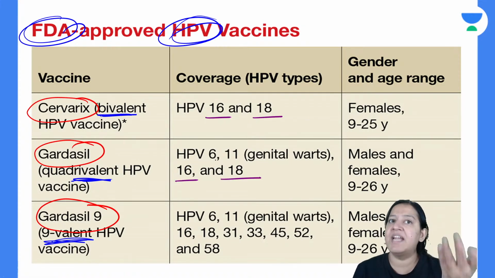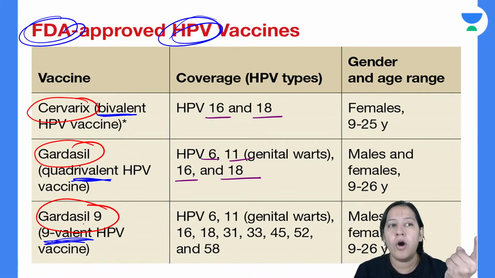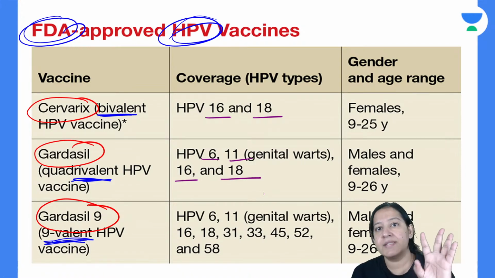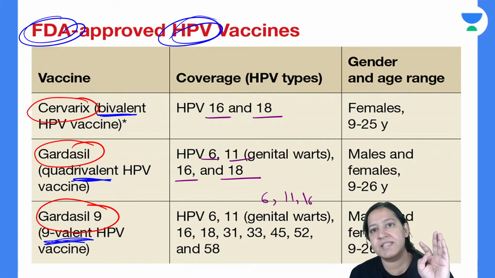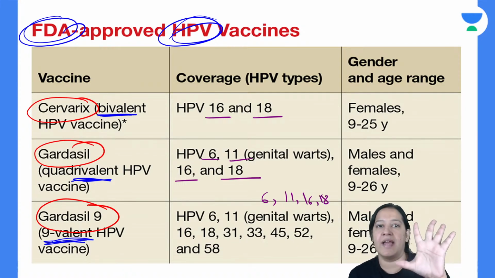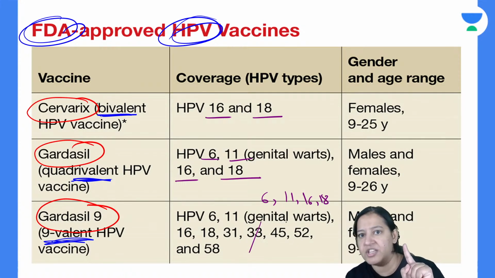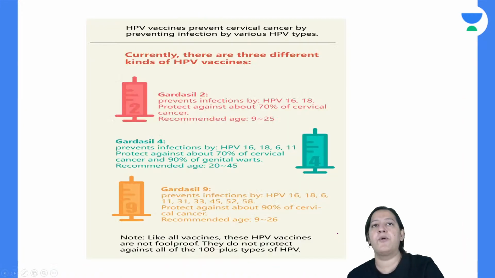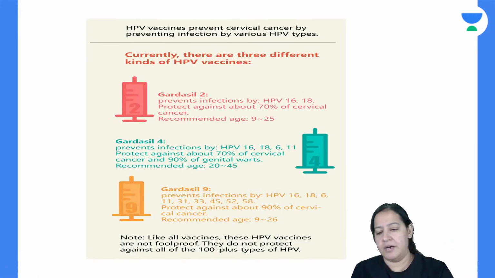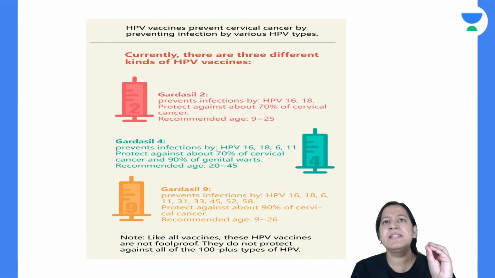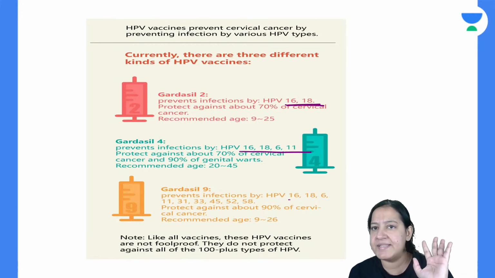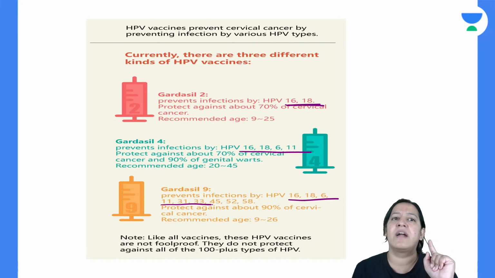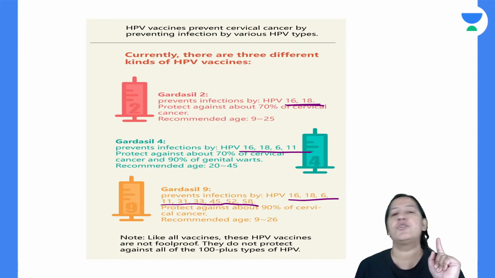Quadrivalent has 16 and 18, and in addition 6 and 11. And the 9-valent has 6, 11, 16, 18, and 5 more come in. What are they? 31, 33, 45, 52, 58. Have you got it? So you can see here, there are three types of vaccine: here 16, 18; here 16, 18, 6, 11; and here 16, 18, 6, 11, 31, 33, 45, 52 and 58.